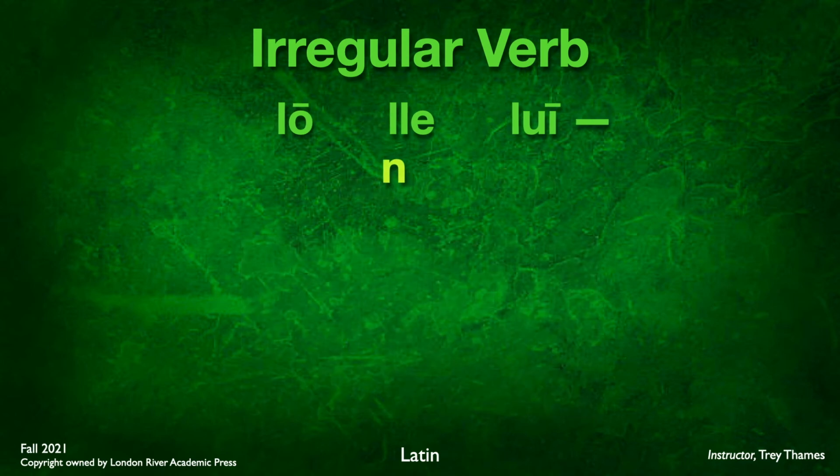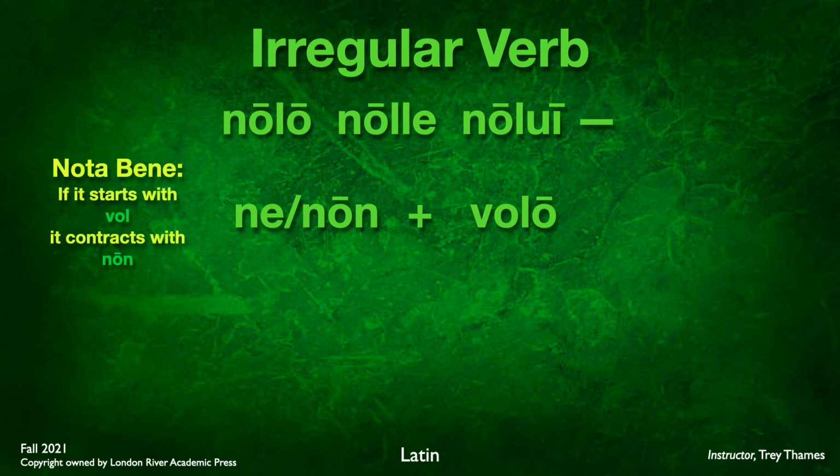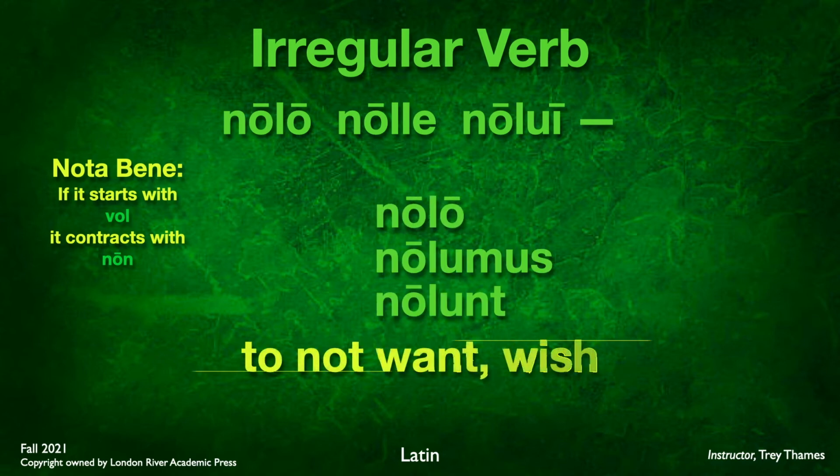Now, next verb, nōlō, nolle, nōluī. What's interesting about this verb is it's actually a contraction. It's volo, the word you just learned, to want or to wish, plus a negation, either ne or non. And when you contract those together, you're going to end up with nolo. So nota bene, if we take volo, any of those forms that start with a vol, first singular and first plural and third plural, then what's going to happen is it's going to contract with the non to form one word. It's going to look like this: nolo, or nolumus, or nolunt.